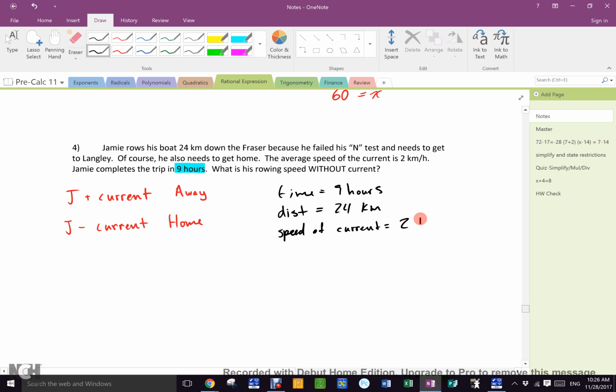Equals 2 km/h. And what am I trying to find? What do I not know? It's the only thing I don't know. I don't know Jamie's speed.